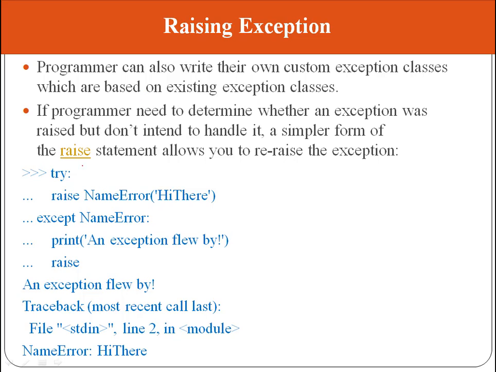Let's see, this is your try block. Here you are raising the exception. This is the exception that we have raised and you want to display the custom message. Here you are handling it with except NameError. So you are handling that exception, and here you are printing an exception flew by, right? So this is the exception flew by and then this has been displayed.